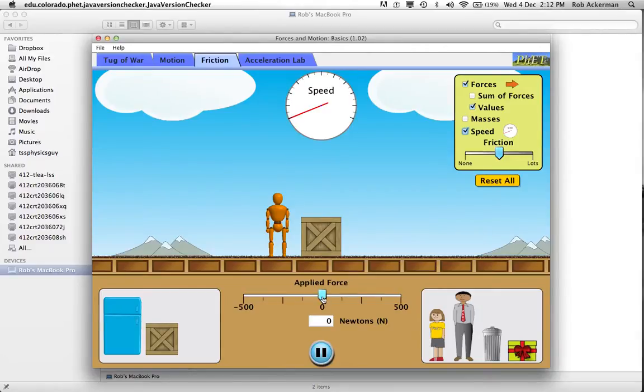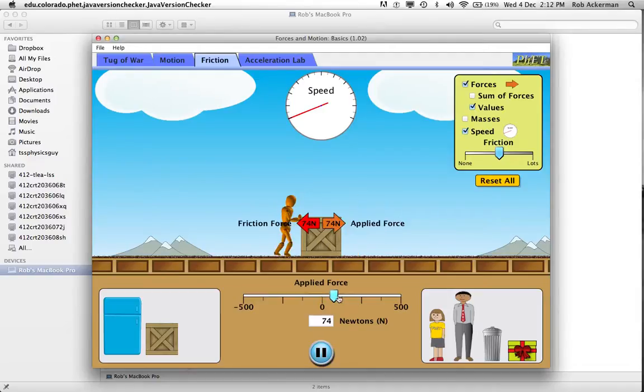So here we go. We're going to push this object to the right. I'm going to push it for a certain amount of time. Before I push it, I want you to pause the video and predict what will happen to the speed as I'm pushing and what will happen to the speed once I stop pushing. So pause the video and think about that and then come back. Okay, you're back and here we go.